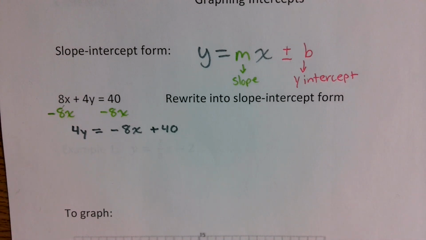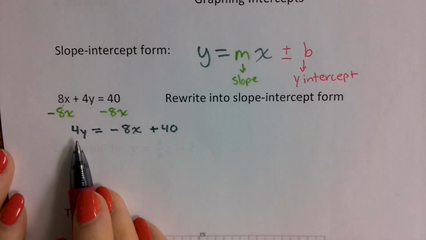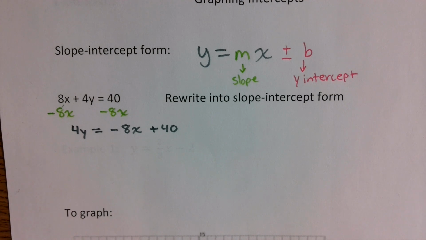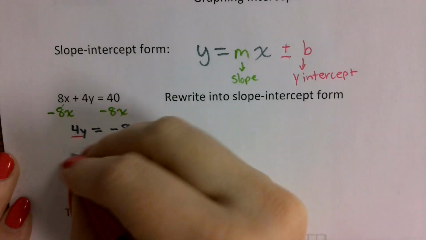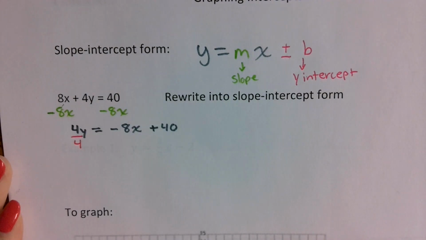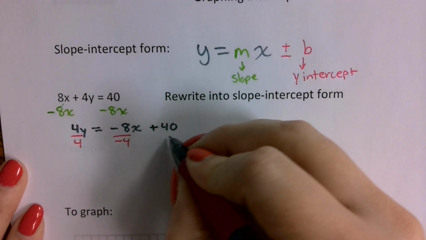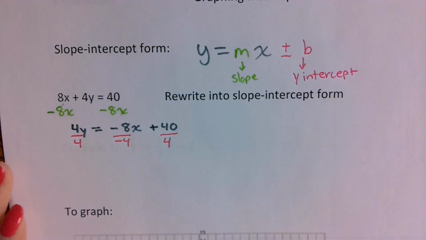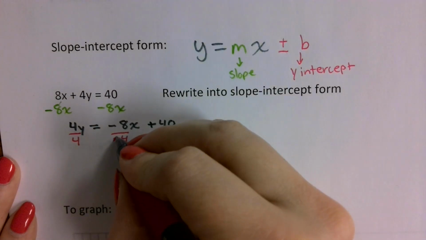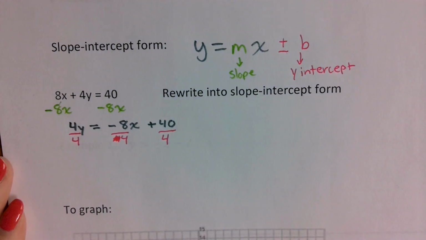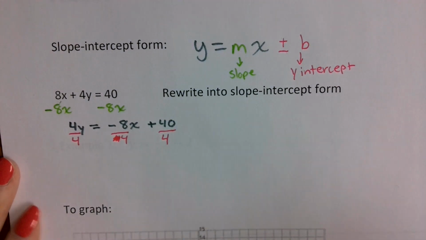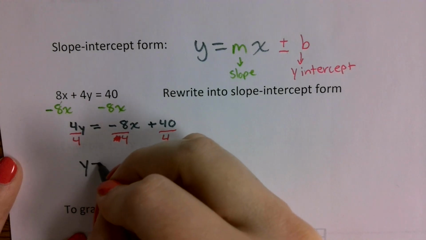Now we're going to focus on isolating the y by simplifying it to a coefficient of 1. The only way that we can do that is to divide by 4. But remember, when you divide, every term gets divided by 4. Every single term is going to get divided by the 4. Your y is now isolated.